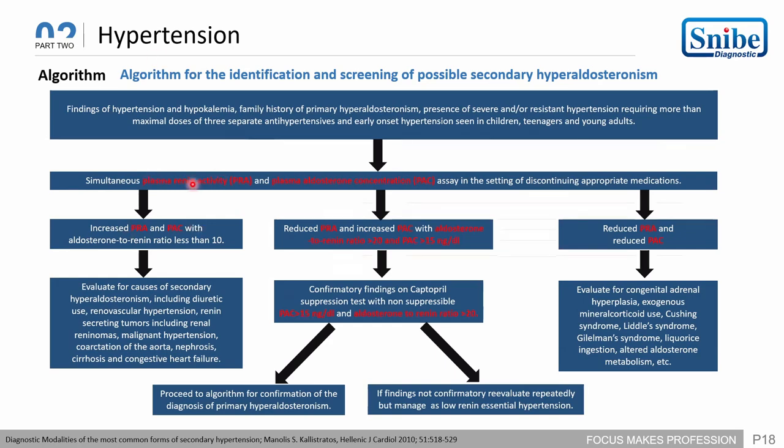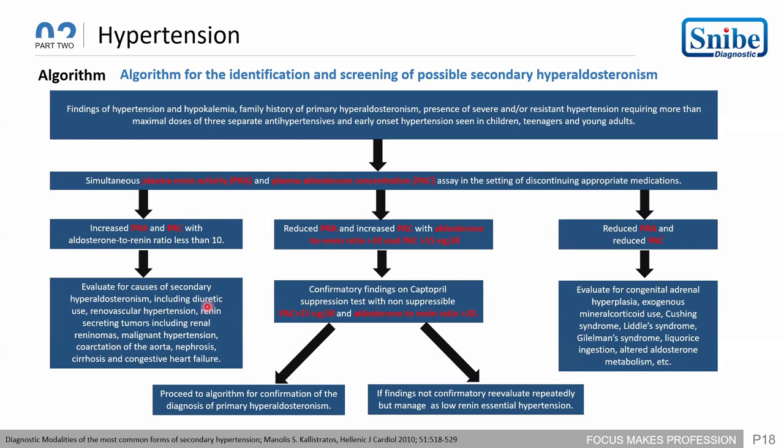So you can see the algorithm for the identification and screening of possible secondary hyperaldosteronism, and there is measurement of plasma renin activity and plasma aldosterone concentration in the setting of discontinuing appropriate medications. And then there are three possibilities. Either increased PRA and PAC with an aldosterone to renin ratio less than 10, or reduced PRA and increased PAC with an aldosterone to renin ratio greater than 20 and PAC greater than 15 nanograms per deciliter. And the reduced PRA and reduced PAC have some other clinical evaluation.